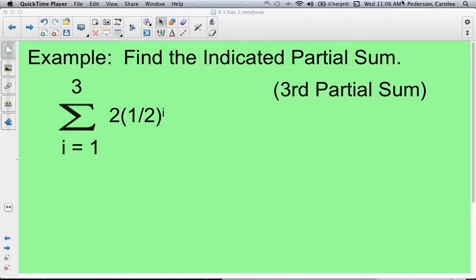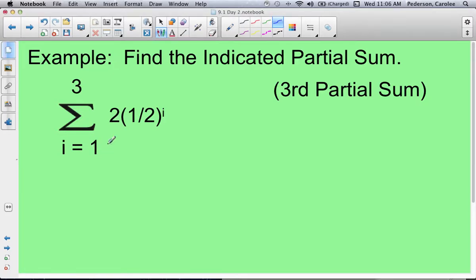Here's an example of a summation, and we want to find the partial sum. So we want to find out what is the sum of these terms. We have to find out what the terms are. So we start with the bottom number and our term 1. So I sub 1 equals, and then our number is going to go in for that I place. So 2 times 1/2 raised to the first term.